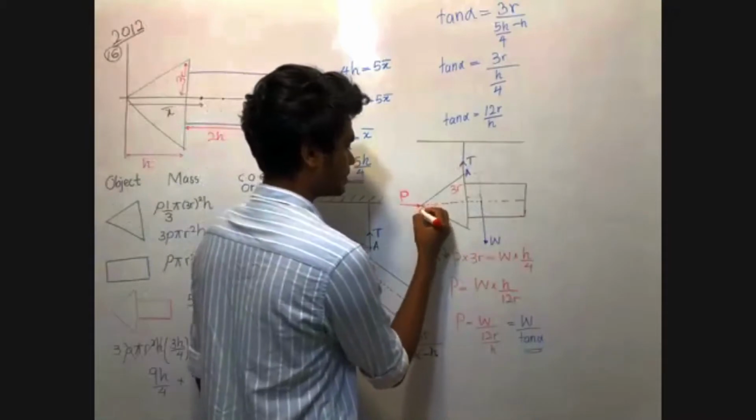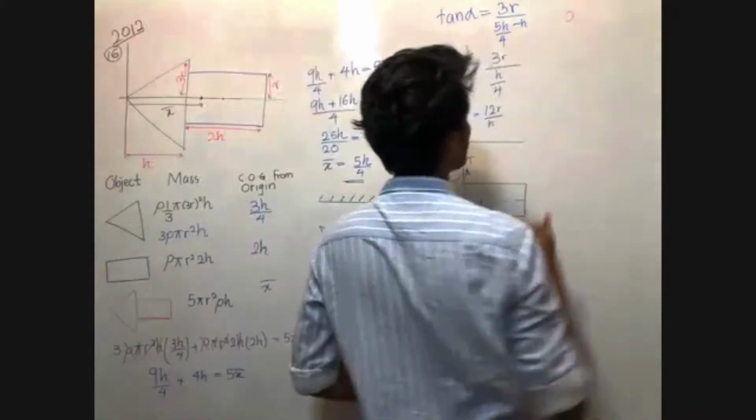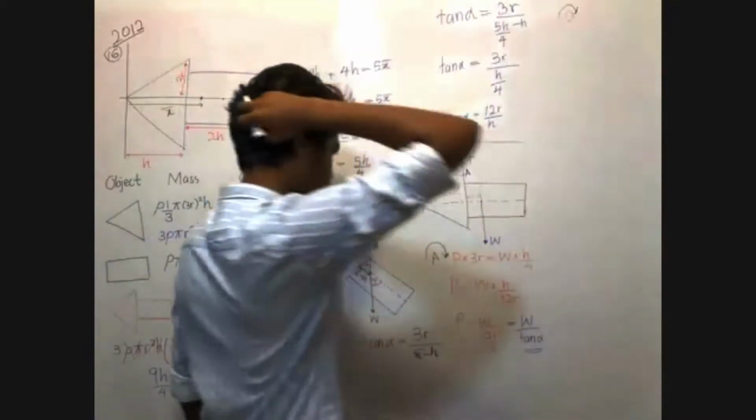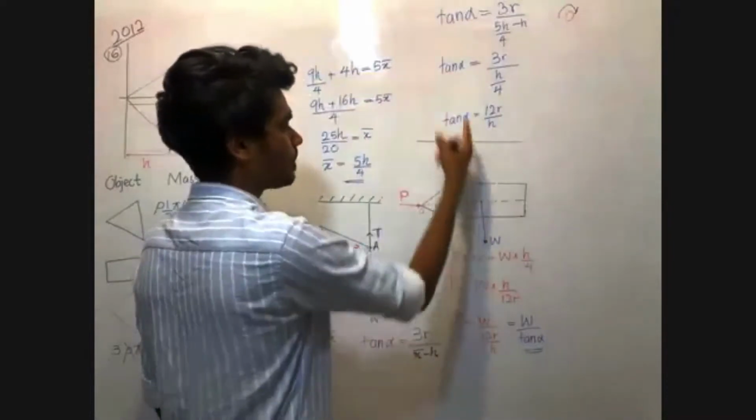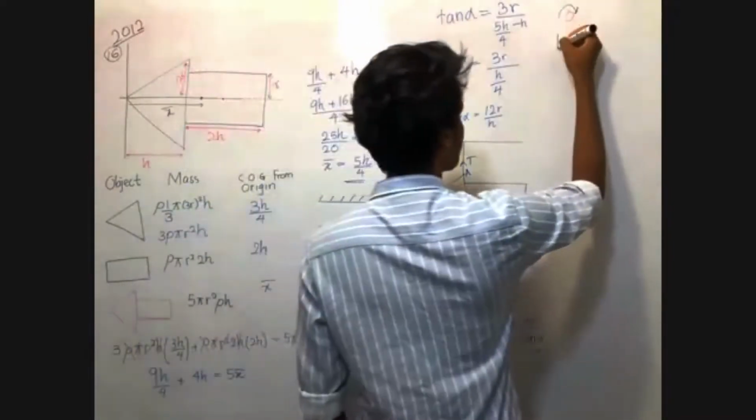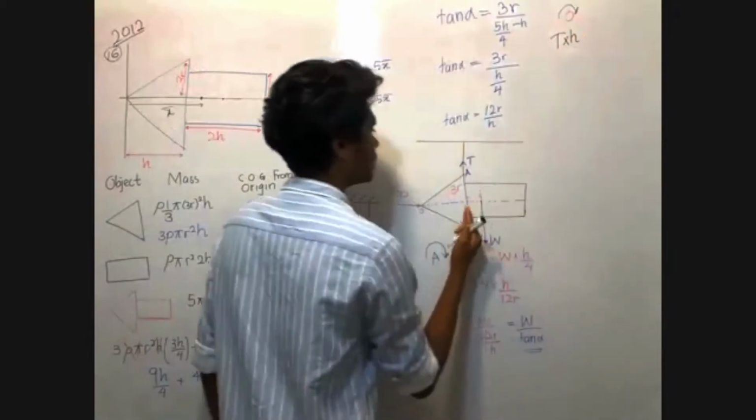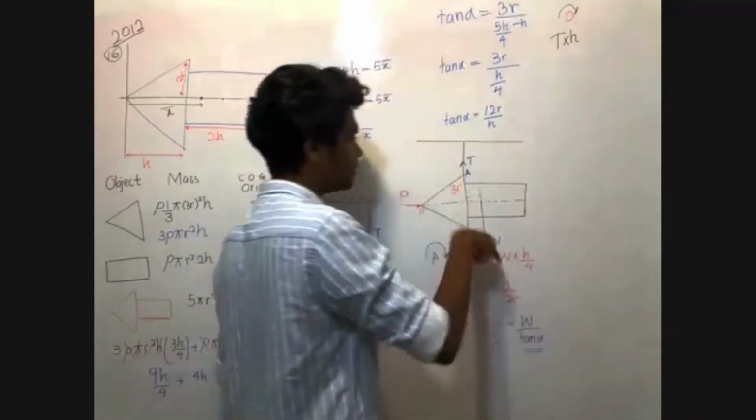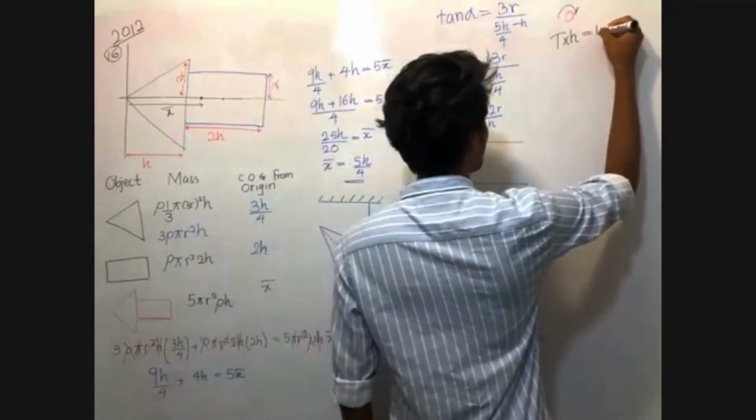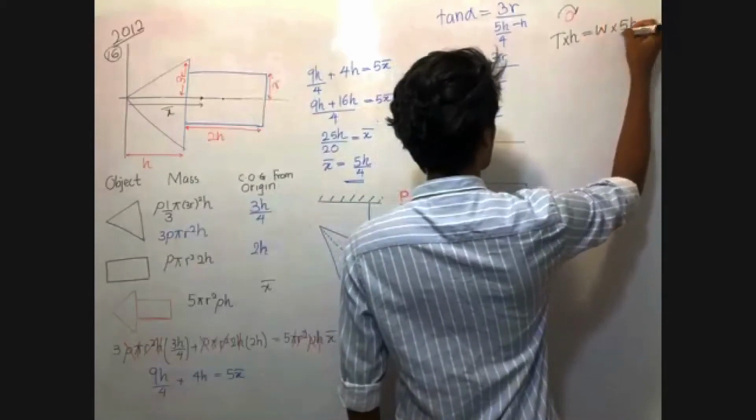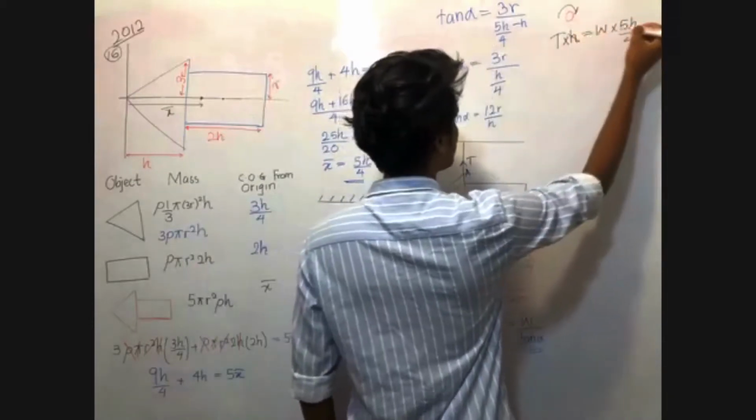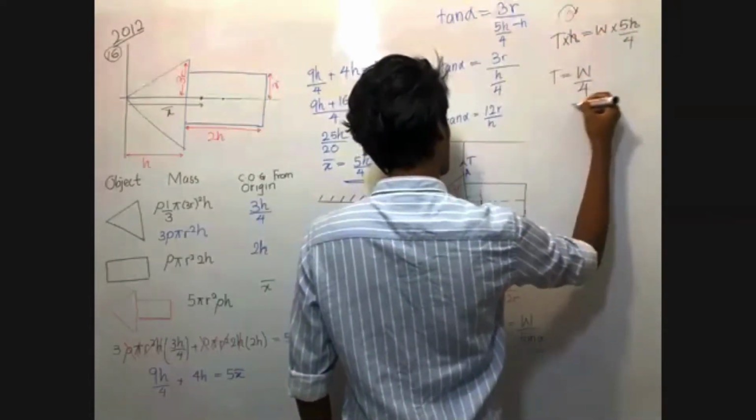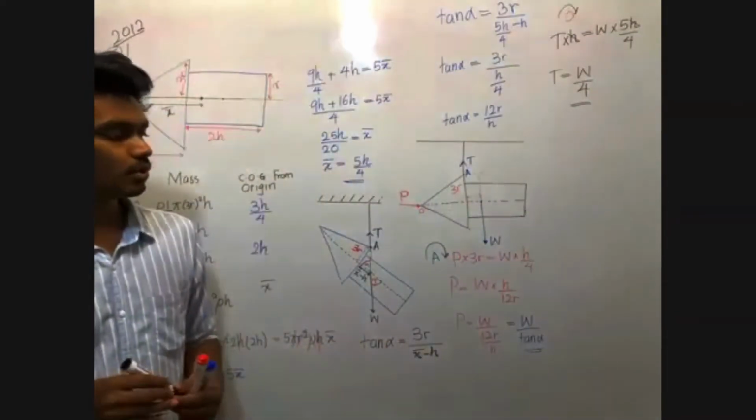So I consider the vertex as O. At O, T into the perpendicular height H, equals W into 5H over 4. This cancels with this. So T is equal to W times 5 over 4.